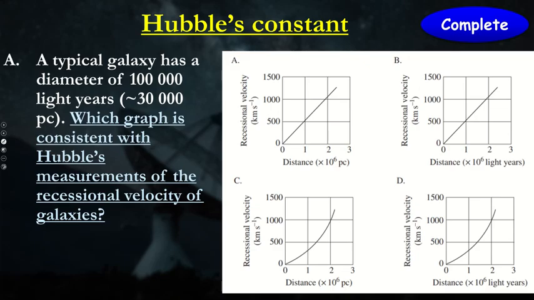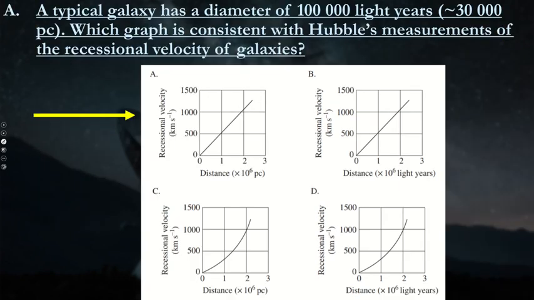All right, so we're looking at one of the past paper multiple choice questions. It says a typical galaxy has a diameter of 100,000 light years. Which graph is consistent with Hubble's measurement of recessional velocity of galaxies? Okay. The answer for this, and you can pause it if you would like, is A.